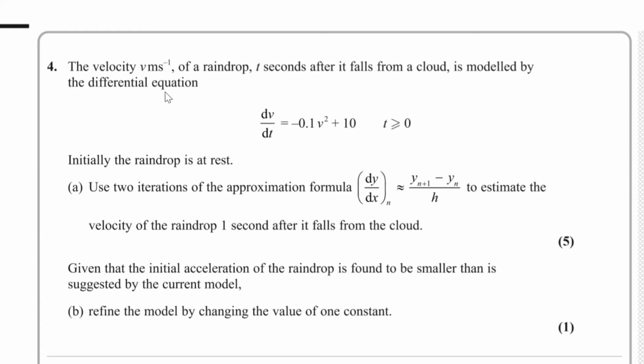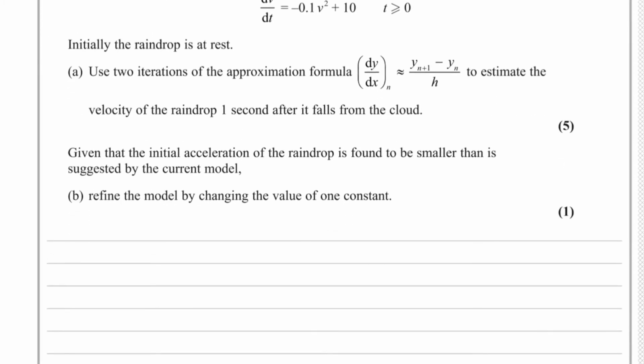Question number 4. The velocity v meters per second of a raindrop t seconds after it falls from a cloud is modelled by the differential equation dv over dt equals minus 0.1 v squared plus 10, where t is greater or equal to 0. Initially, the raindrop is at rest. For part A, we have to use 2 iterations of the approximation formula shown here to estimate the velocity of the raindrop 1 second after it falls from the cloud. So for part A, we are using 2 iterations, going from 0 seconds to 1 second, so h is equal to 0.5.